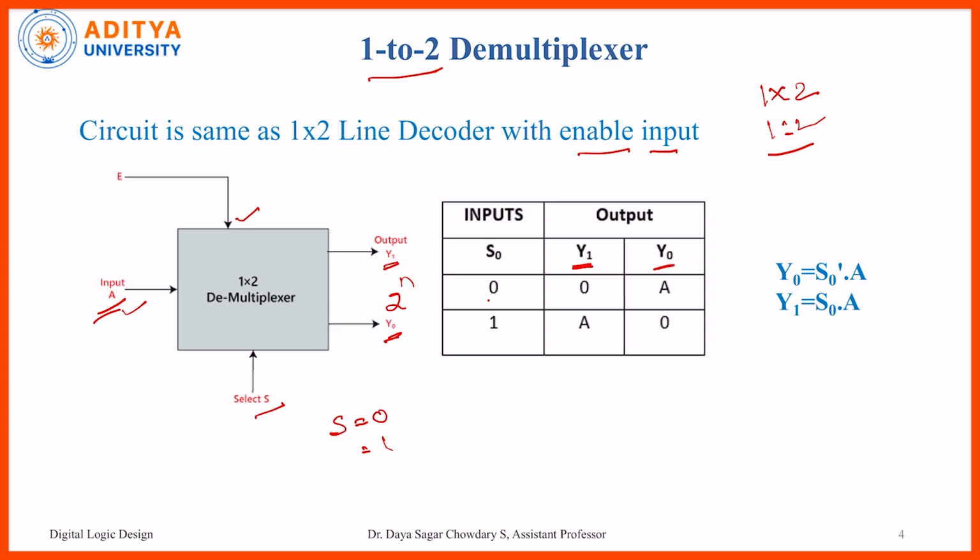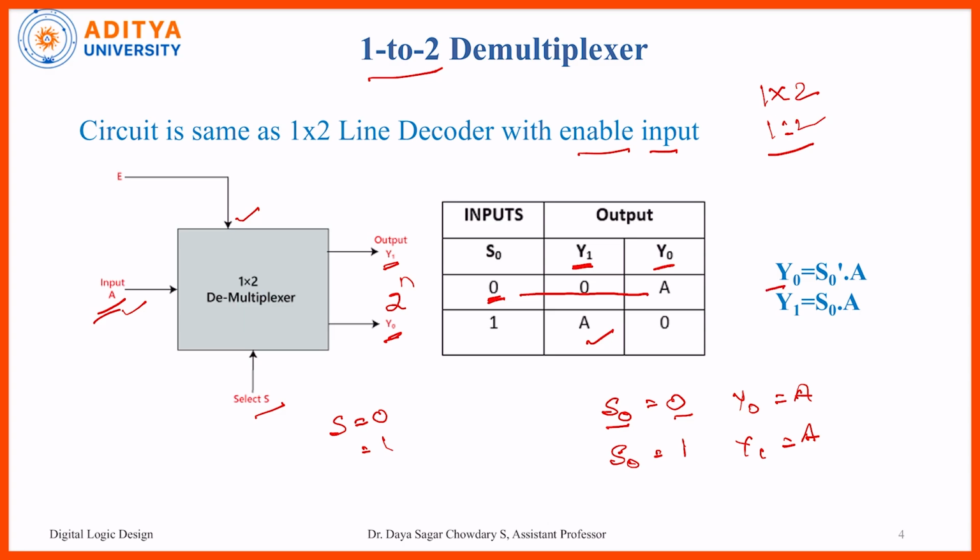If the selection line is 0, it will select Y0, meaning the input A is given directly to Y0. That means if the selection S0 is equal to 0, then Y0 is equal to A. If S0 is equal to 1, then Y1 is equal to A. That is the representation of this particular truth table.